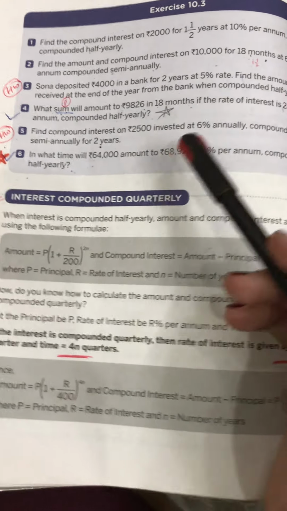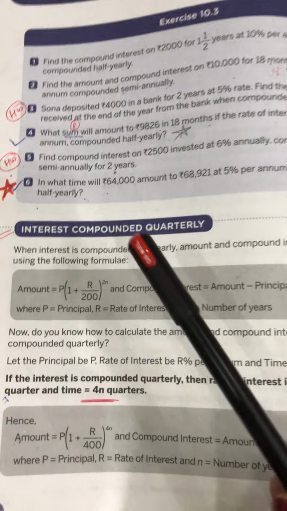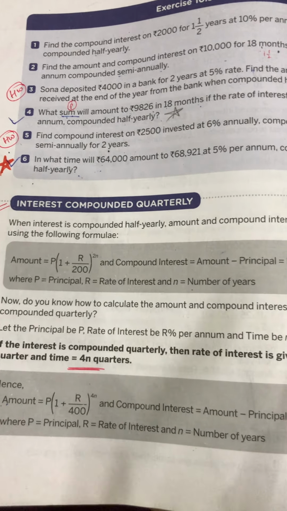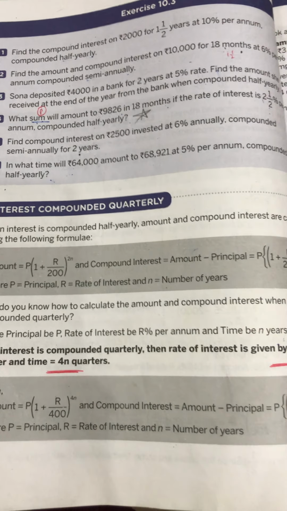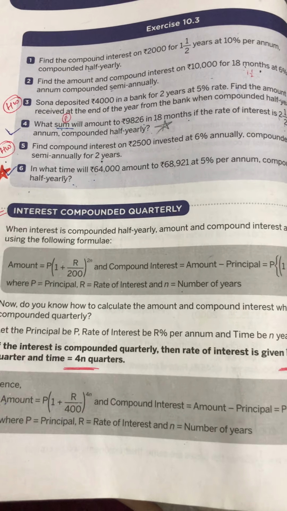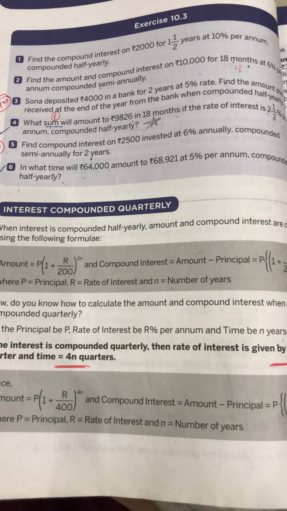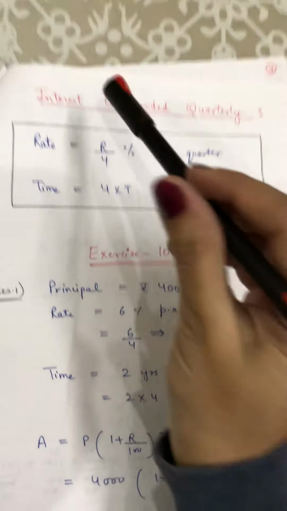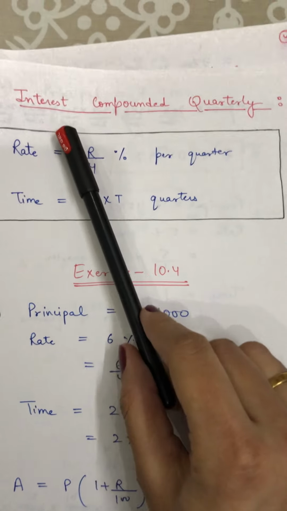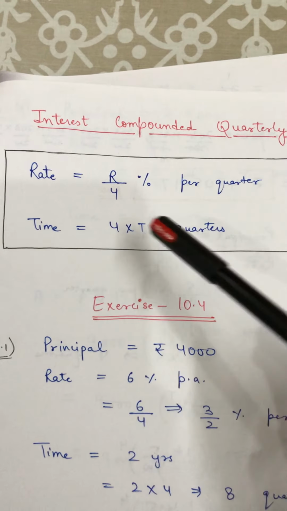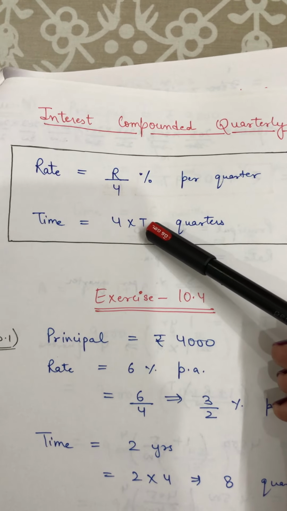Similarly, today we are going to start a new concept, that is interest compounded quarterly. In this, you have to divide your rate by 4 and multiply the time by 4. It means this is the concept for interest compounded quarterly. Rate will be divided by 4, time will be multiplied by 4.